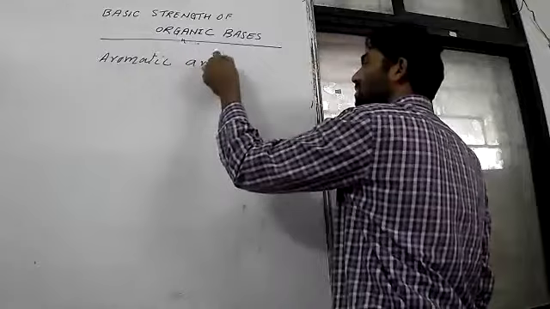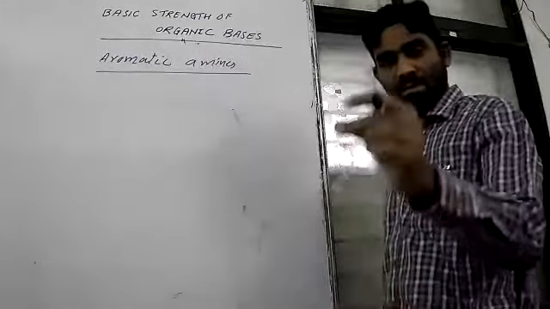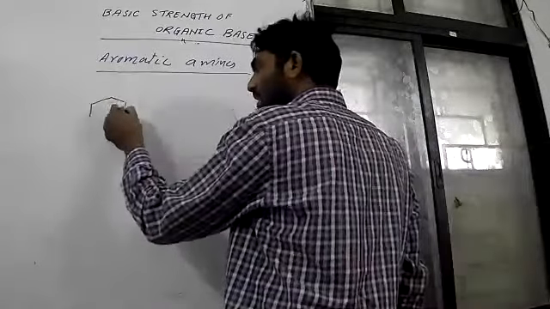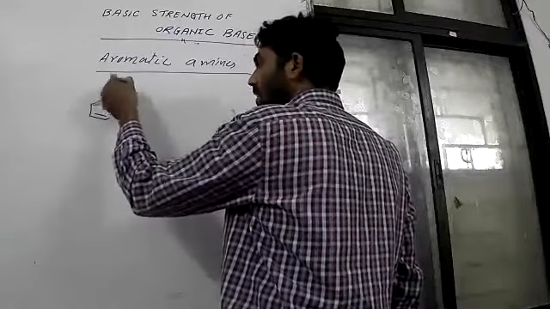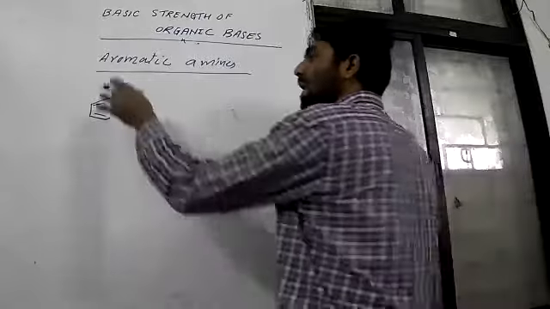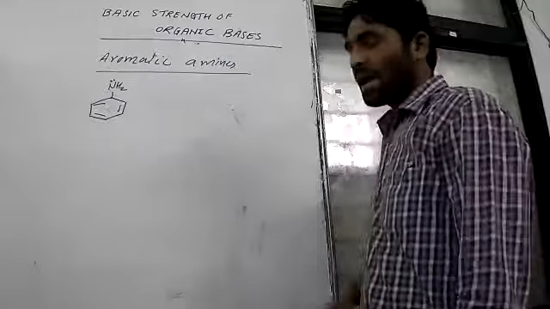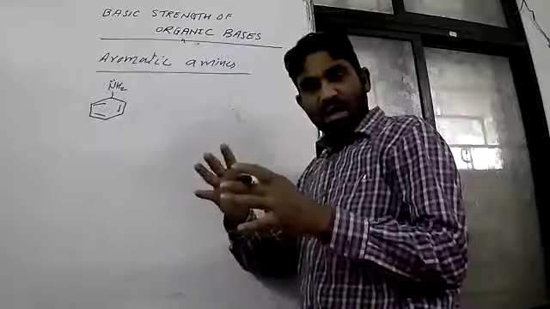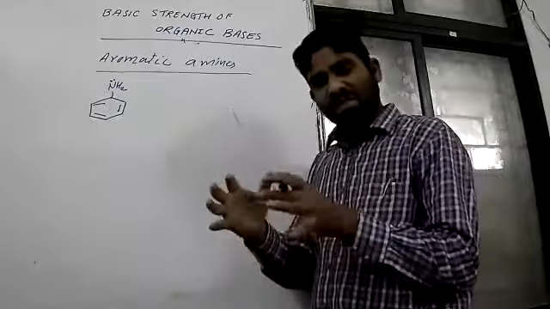Aromatic amines. Can you tell me any one example? The best example is aniline. So I will write aniline. On the basis of aniline we can explore the idea. Aniline contains a lone pair, and in the beginning we said that aromatic amines are weak bases compared to aliphatic amines.